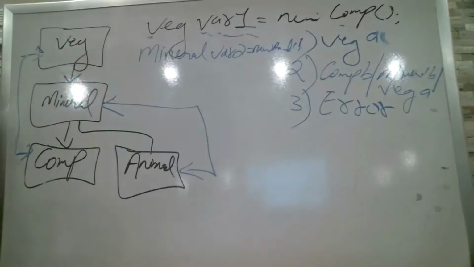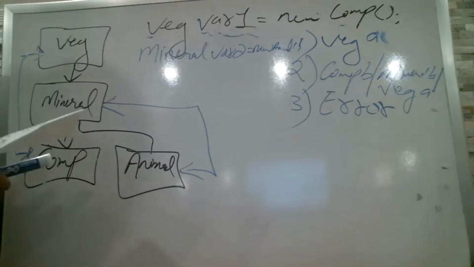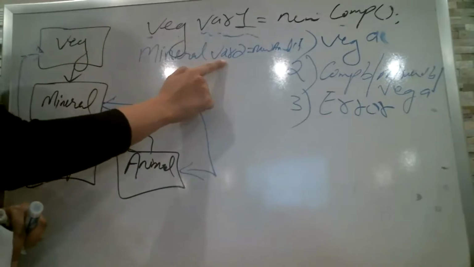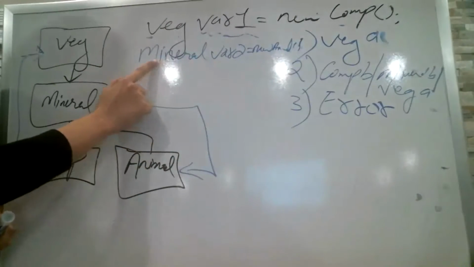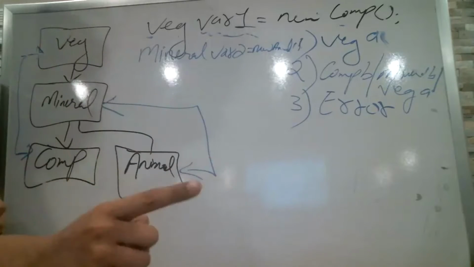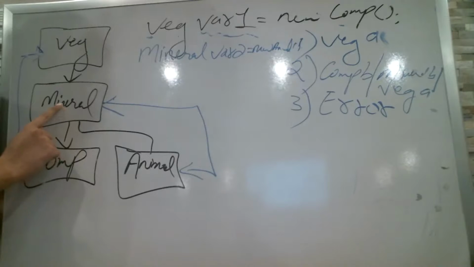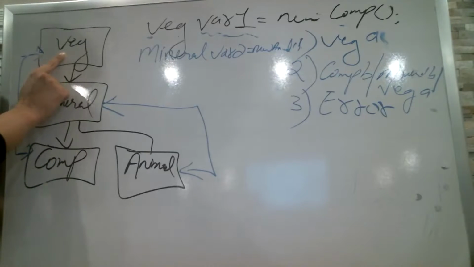Okay, so now let's take a look. You're calling variable 2 dot method A. So first thing, you need to check mineral. Does mineral have method A? Mineral doesn't have method A. Okay, so this doesn't mean it's an error. Why is it not an error this time? Because mineral is extending vegetable. Mineral can ask vegetable for help.